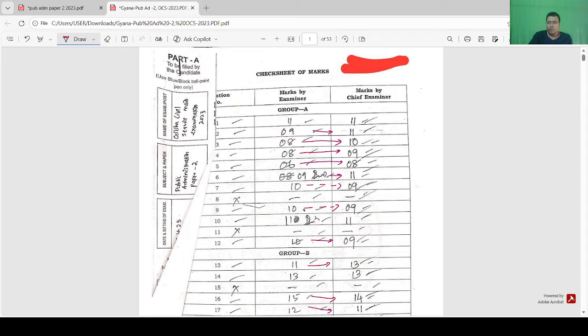Okay. So you have to write a very good answer. You cannot fool 2 examiners.